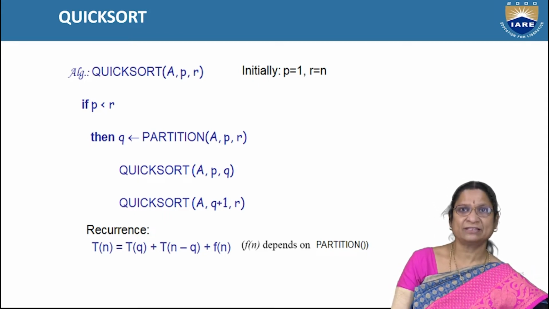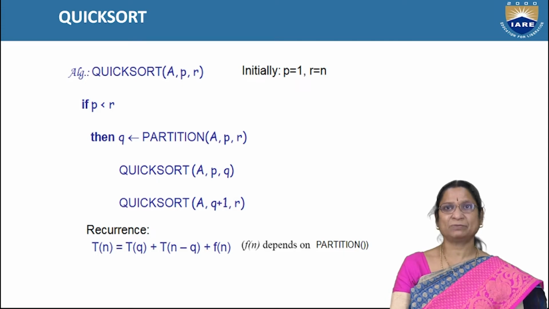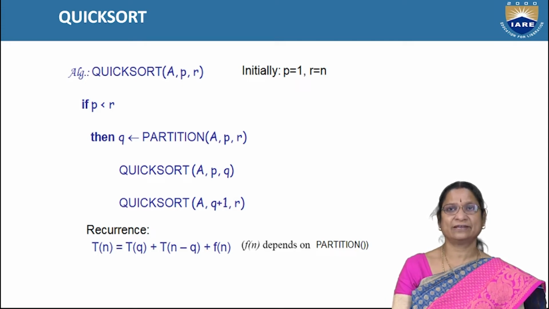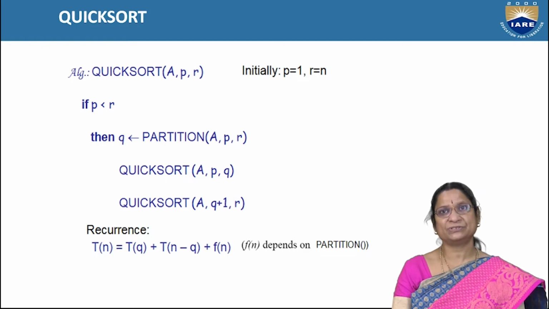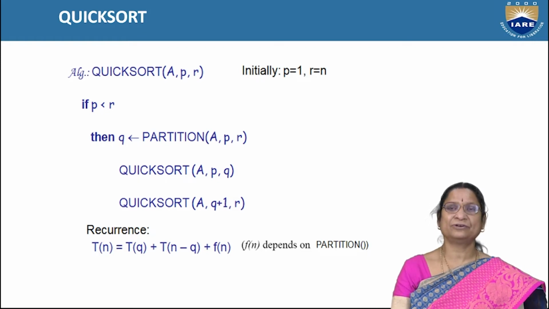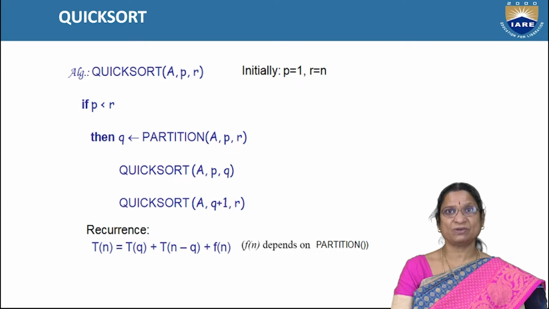That particular partition takes place at the position Q, if you are going to consider. So the first subarray will be from P to Q and the second subarray will be Q plus 1 to R. That means a particular position we are going to consider as a partitioning position. That element is going to be in its correct position. In such a way we will partition the elements.